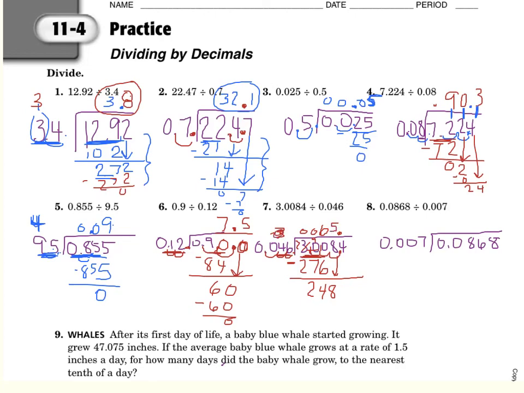6 times 5 is 30. Carry my 3. 5 times 4 is 20 plus 3. Okay, and then I have 18 left over. Bring down my 4. 46 into 184 is going to be 4 times. There's 24. Carry my 2. 4 times 4 is 16, 17, 18, and I have 0 remaining. Okay, now your job is to do number 8 on your own.